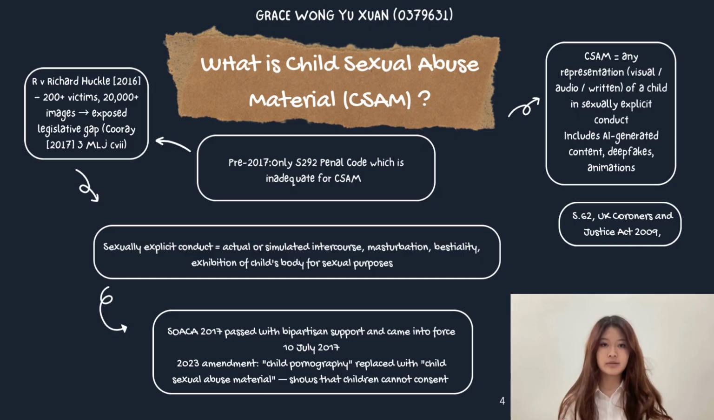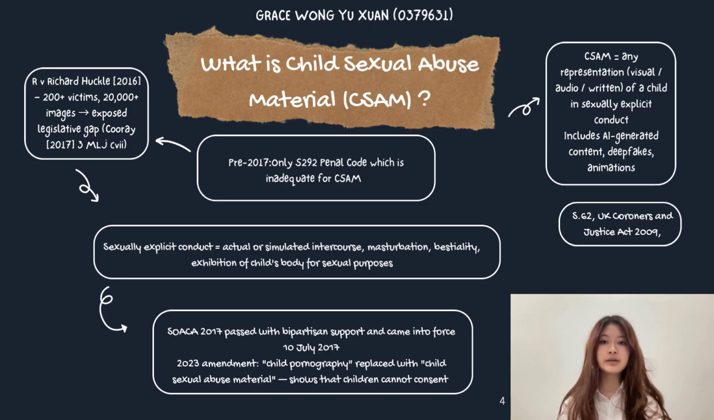Before 2017, Malaysia had no specific law on CSAM. Prosecutors could only rely on Section 292 of the Penal Code, a general obscenity provision that was wholly inadequate for child exploitation cases. The turning point was the Richard Huckle case, where a British national abused over 200 Malaysian children, producing and sharing more than 20,000 images online. The Sexual Offences Against Children Act 2017 was passed the following year with bipartisan support.